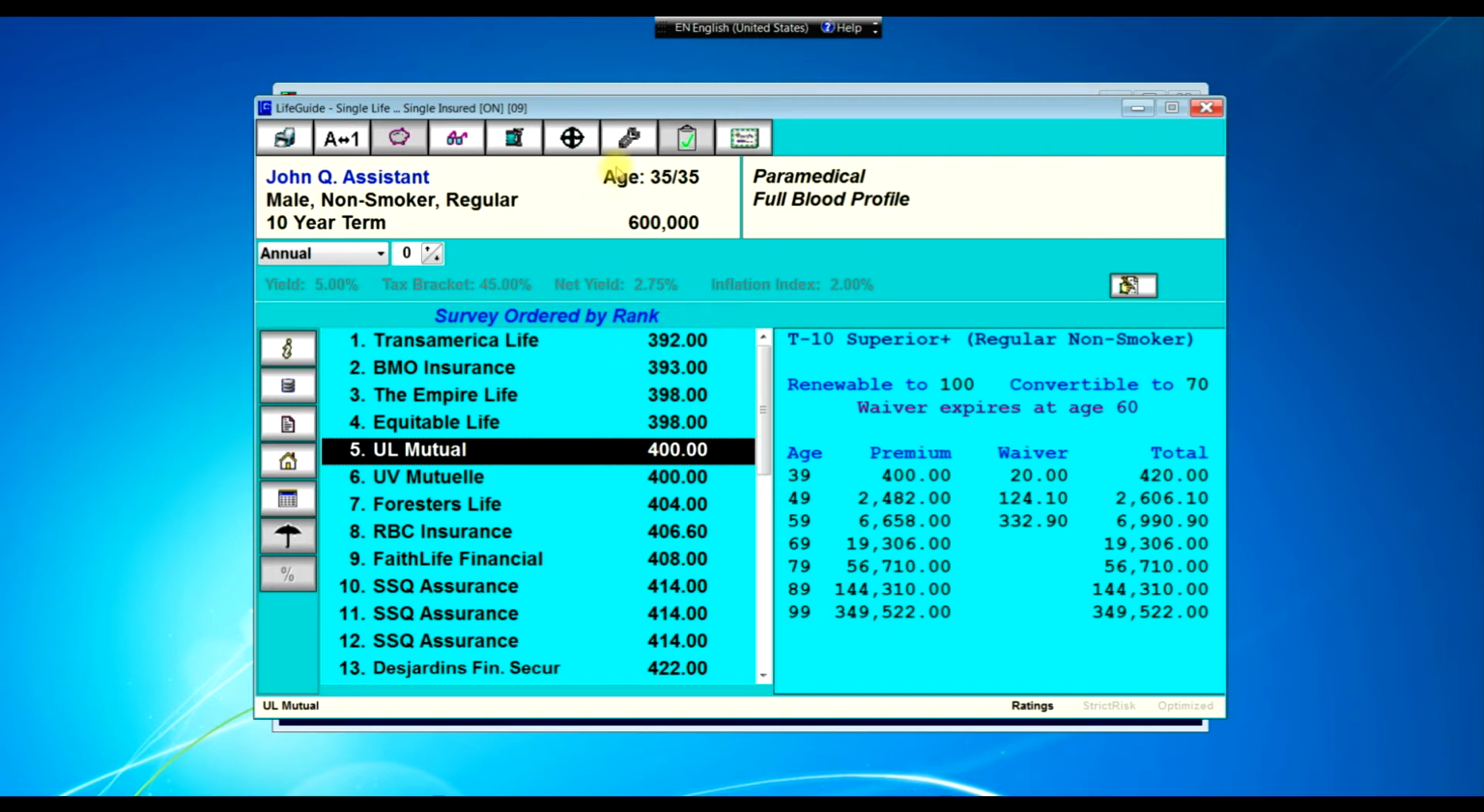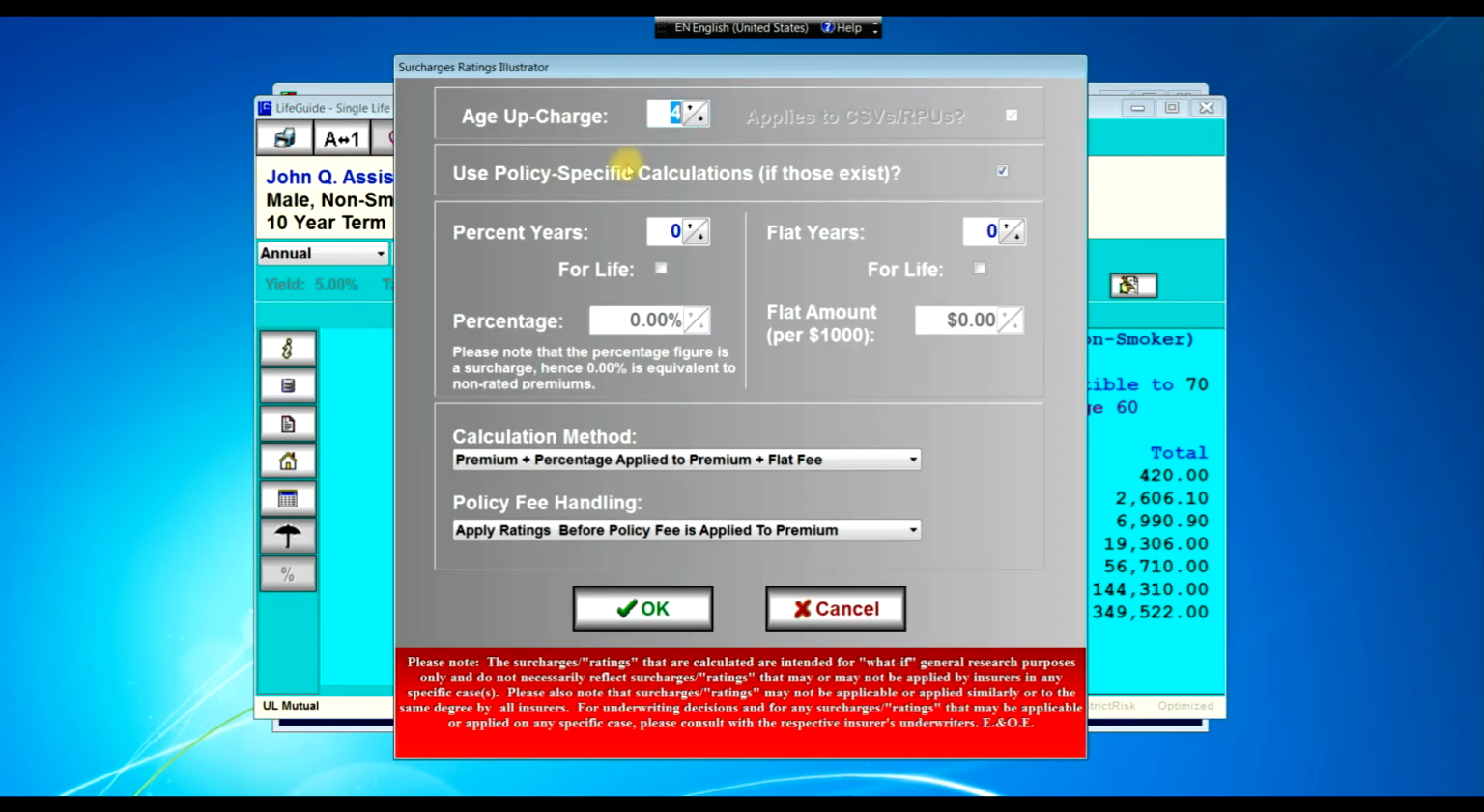Let's go back, and we'll take that off. We'll put a 0 up there, and we'll proceed. Another way that insurance companies apply a surcharge, a premium surcharge, or what's called a rating, is by percentage. Percentage ratings are sometimes, and quite often in the United States especially, referred to as table ratings.